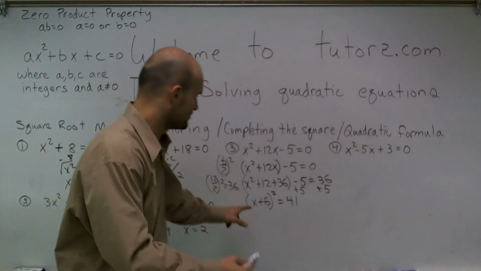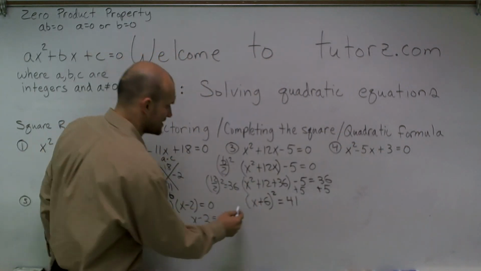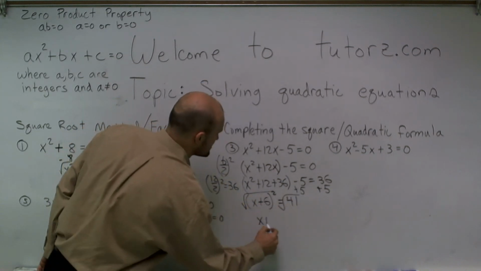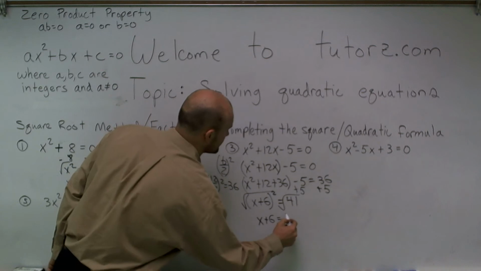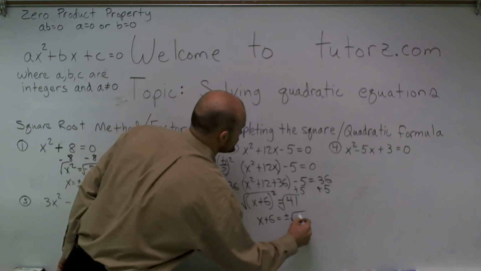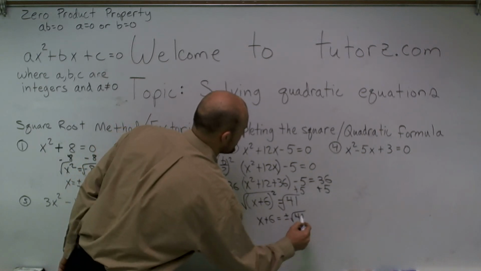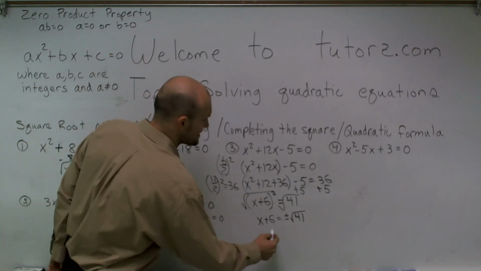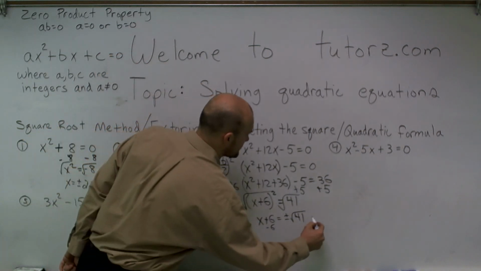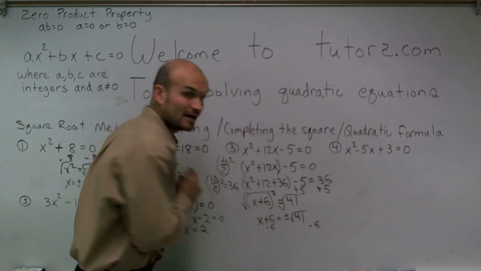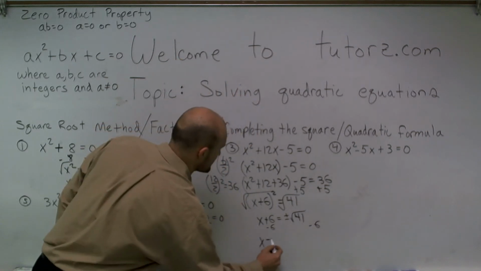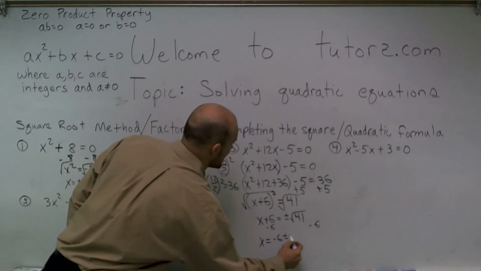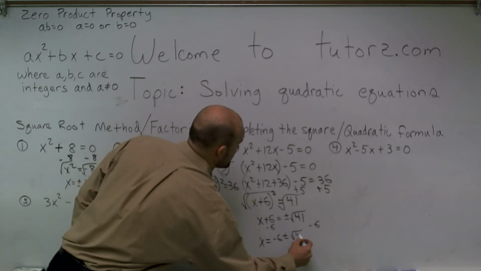Now all I need to do to get rid of my square is take the square root. So now I have x plus 6 equals plus or minus the square root of 41. To finalize this, getting x by itself, I need to subtract 6. So my final answer is x equals negative 6 plus or minus the square root of 41.